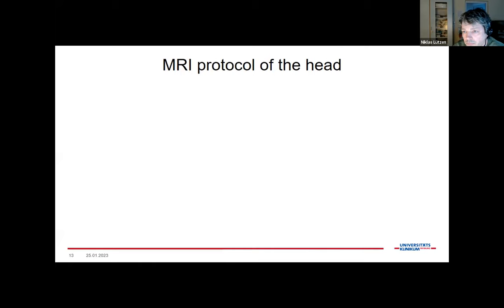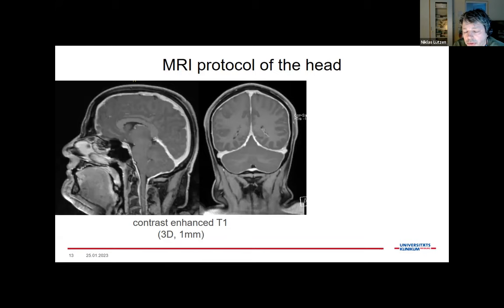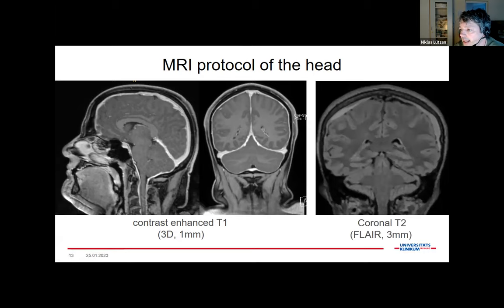So what is important for the MRI protocol of the head? I think most important is a T1 sequence with contrast enhancement. And we use a very thin sequence, 1 millimeter, so we can reconstruct in every direction. And here you can perfectly see the enhancement of the pachymeninges, and you can measure all these important distances for the SIH score. And another important sequence is a coronal T2 sequence. In this case, it is a FLAIR, suppressing the signal of the CSF. And here we can perfectly see subdural fluid collections and hematomas.